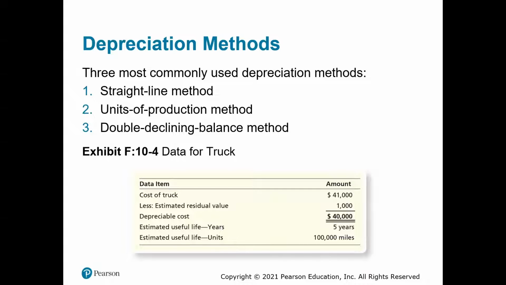There are three common depreciation methods. You have your straight line method, the units of production depreciation, and the double declining balance method. One, the straight line, two, the units of production method, and three, double declining balance method. As we work through each method, we will use information from Smart Touch Learning, okay?